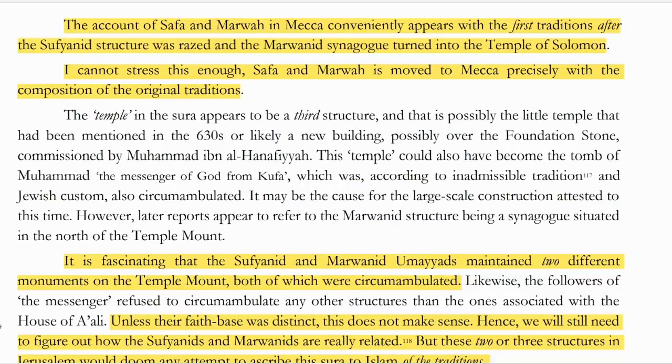Now, when he refers to inadmissible tradition, he's basically saying, this is something that is said in the standard Islamic narrative, but we're not using that as evidence, so that's why he's calling it inadmissible. It may be the cause for the large-scale construction attested to this time. However, later reports appear to refer to the Marwanid structure being a synagogue situated in the north of the Temple Mount. Okay.